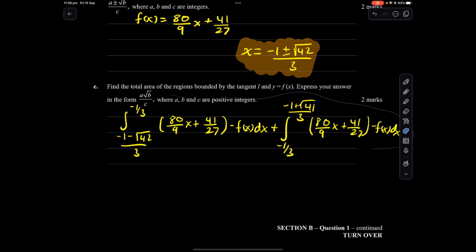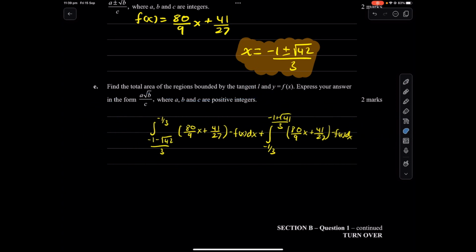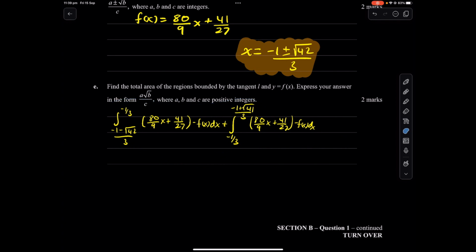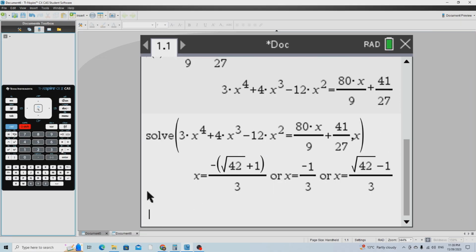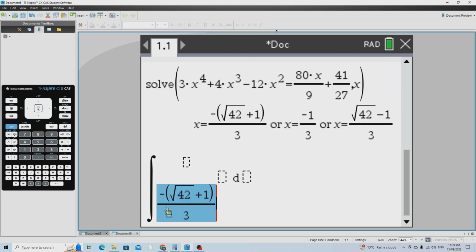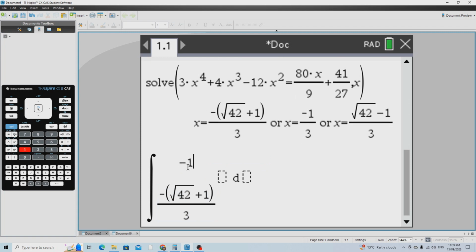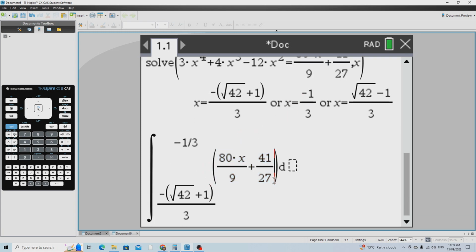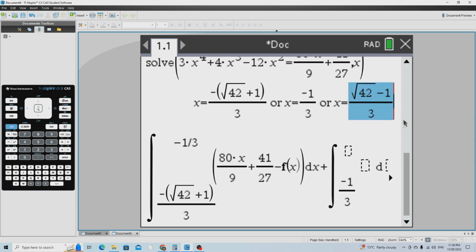Let's just move this a little bit over here. Writing this in our calculator, we should get the value. What's that? Let's do that. So we're saying the integral of this value over here to -1/3 of this over here minus f of x dx, plus the integral from -1/3 to this value over here.